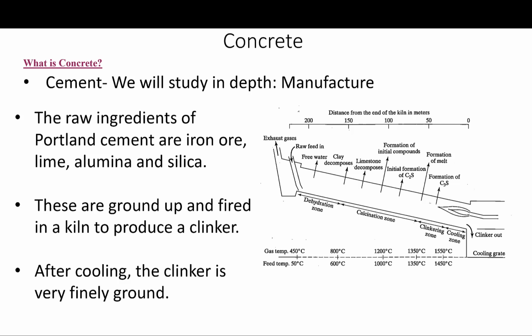This is a schematic of a kiln here. It shows what happens in the kiln. So the raw ingredients of the Portland cement are, as I said, iron ore, lime, alumina, and silica, fed into this kiln, which is an inclined rotary structure measuring up to 200 meters. Of course, modern kilns are a bit different, but this is just the basic process. These materials are ground up and fired in a kiln to produce clinker. And you see here, these are the various zones and the processes that happen in each one: dehydration, calcination, clinkering, and then cooling. After cooling, the clinker is finely ground. Of course, gypsum is added to the ground clinker, and after that it becomes Portland cement. Before gypsum is added, it's just clinker.